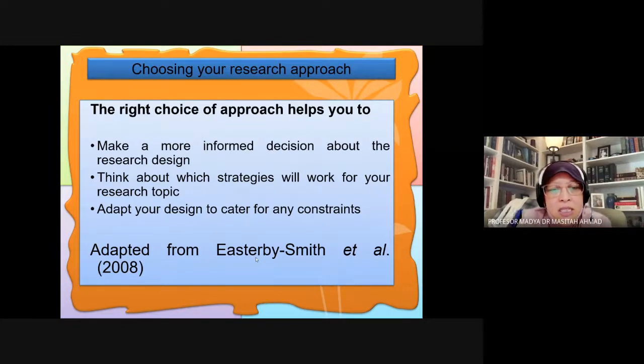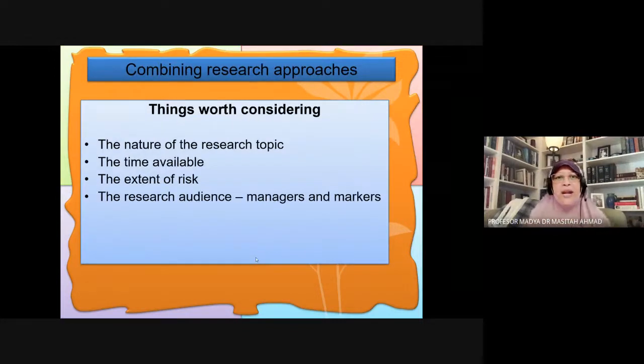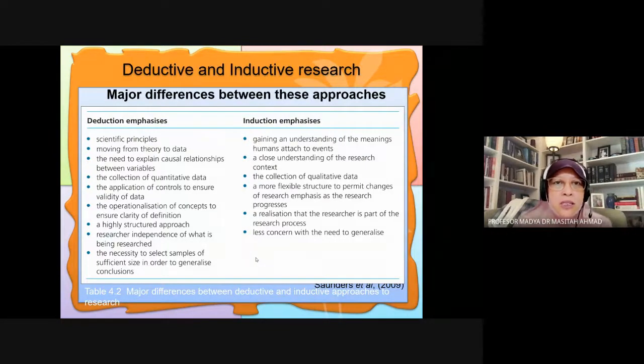So basically this is adapted from Easterby-Smith et al. 2008. And when we combine all of these research approaches, there are things worth considering, for example the nature of the research topic, the time available, the extent of risk, the research audience, your managers and sponsors. All of these will become more important. If we consider all of these, it will also help us to choose the right research approach for our research. So this is the deductive and inductive research.